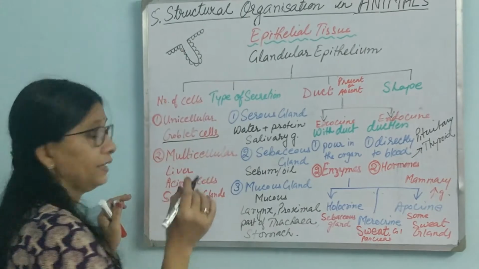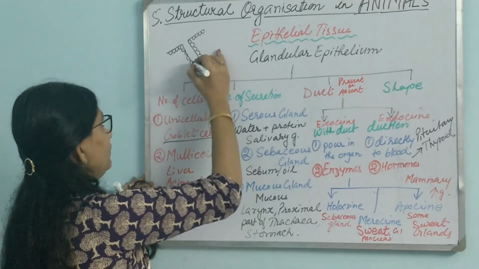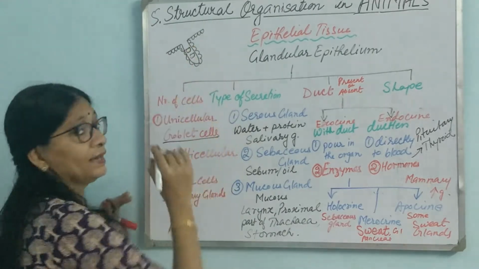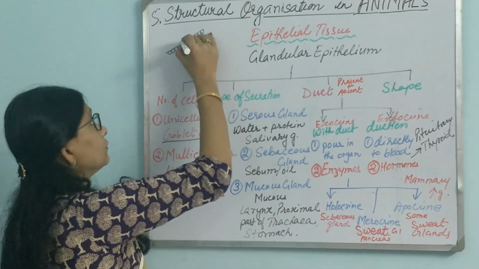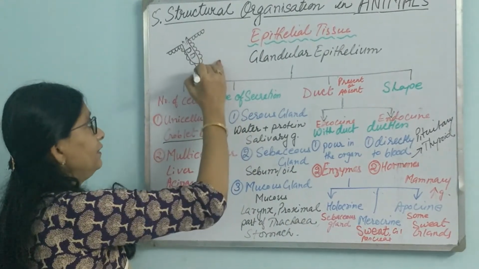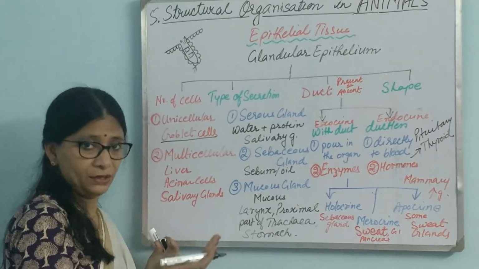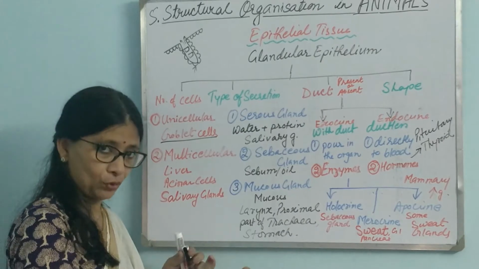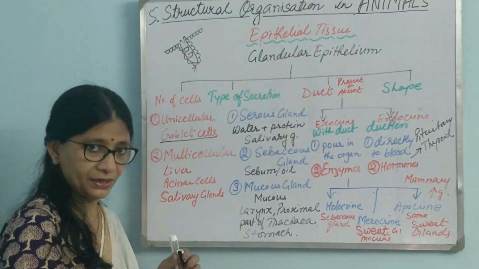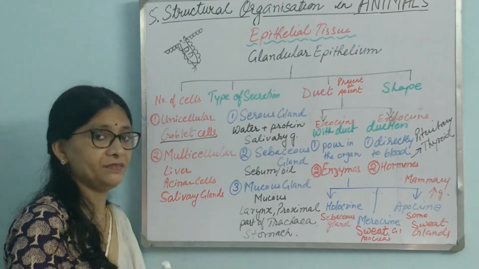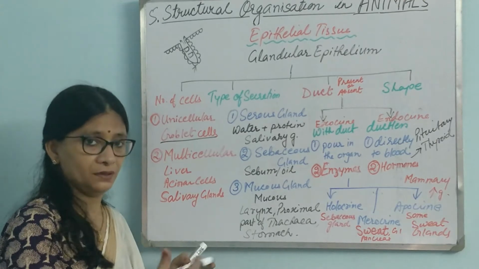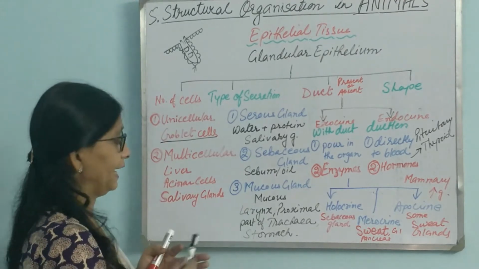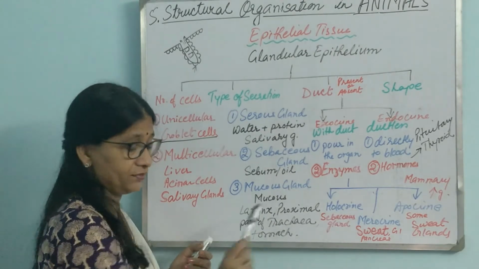There are cells. In case of holocrine gland, what happens? The entire cell will come out along with the release, and this has to be replaced by new ones. That means the entire cell is getting destroyed, or it's getting disintegrated, and that is how the release is coming out into the space, into the cavity. This is holocrine gland. Example being sebaceous gland.